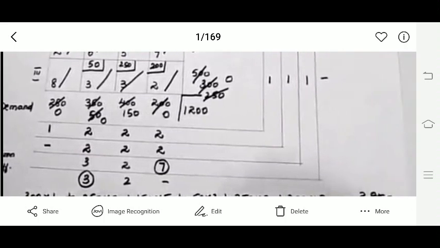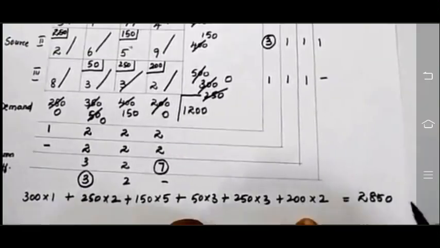After considering all the allocations, we compute 300 into 1 plus 250 into 2 plus 150 into 5 plus 50 into 3 plus 250 into 3 plus 200 into 2, and we get 2850.